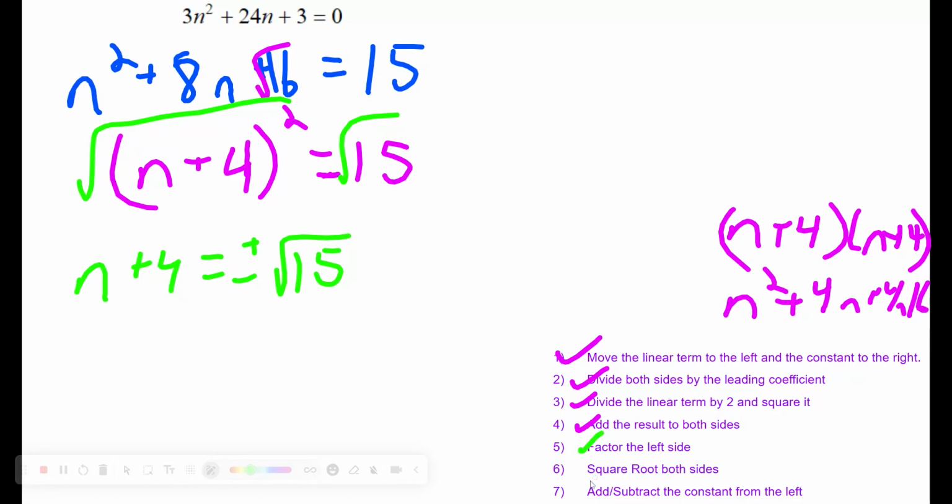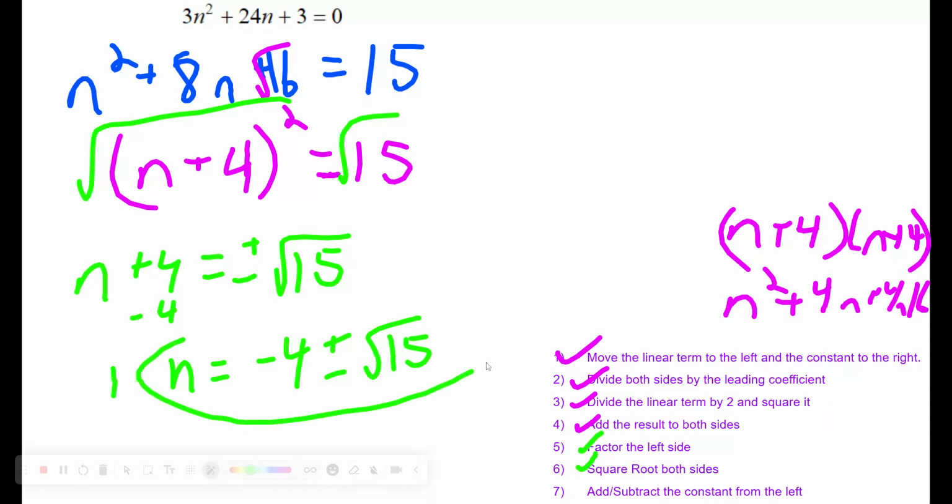All right, I factored the left side and square rooted both sides. Add or subtract the constant from the left: subtract 4. n equals negative 4 plus or minus the square root of 15. And that is a good final answer here. Don't need all those decimals. The square root could be reduced, radicalized, we've done that, but root 15 is fine. Negative 4 plus or minus the square root of 15.